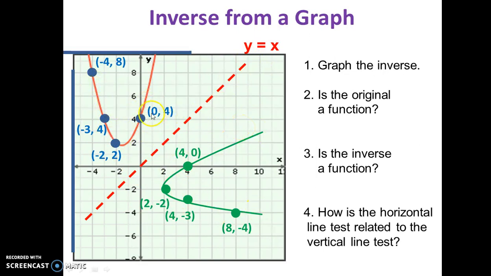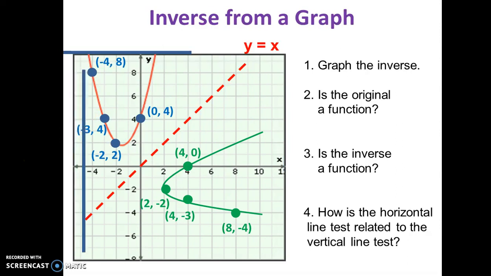So let's check. Is the original a function? Well, let's use the vertical line test. So here's a vertical line. Let's go again. Does it always hit the original, the red graph, only once? Yes, it never passes through the red graph more than once at one point. So that means the original is a function.